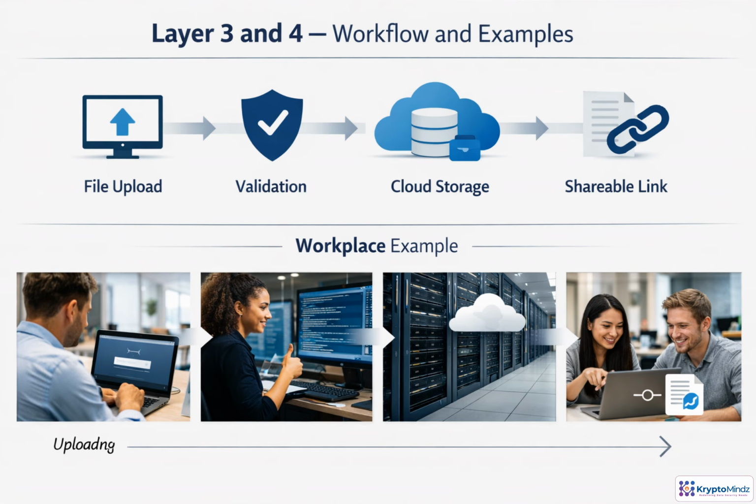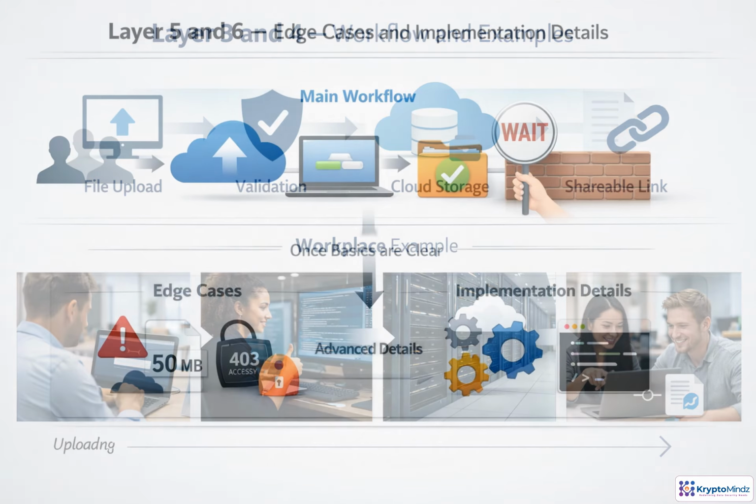Once the parts are clear, show how they work together in a normal sequence. Start with the happy path. A user uploads a file, the system validates it, storage saves it, and a shareable link is created. Then anchor that flow in a realistic workplace moment, like uploading a profile image or project document. The workflow gives structure. The example makes it easier to remember and apply.